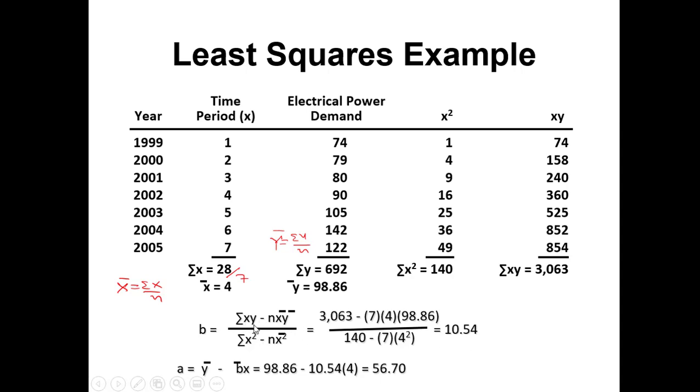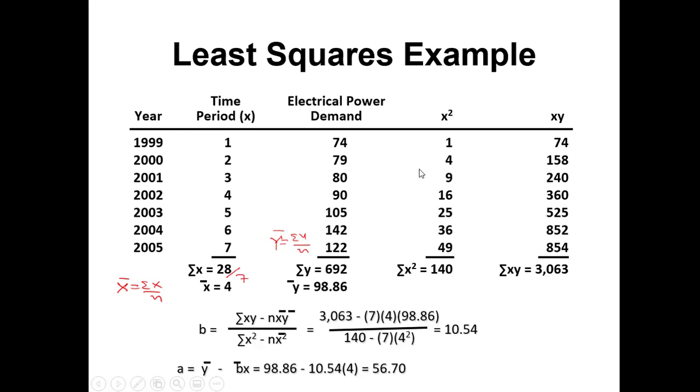So summation xy, how will we calculate xy? You need to multiply x into y. So 1 into 74 is 74, 2 into 79 is 158. Similarly, you multiply each element of x with the corresponding element of y. In this way we sum, and when you sum it, it will be 3063. So 3063 minus n, which is 7 in our case, x bar is 4, which we have already calculated, and y bar is 98.86, divided by summation x square.